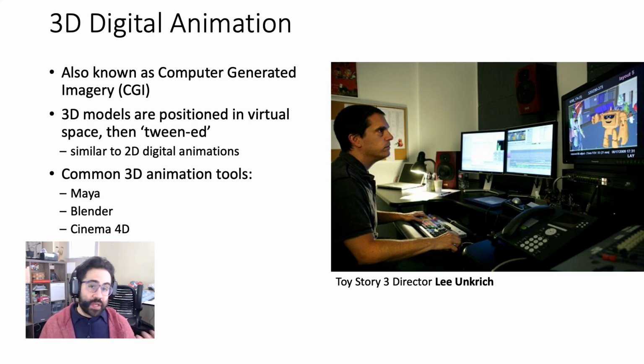If you've ever seen a Pixar film, you're familiar with 3D digital animation, and we can see in the example here, the director Lee Unkrich working on Toy Story 3. Some common tools for working with 3D animations include Maya, Blender, and Cinema 4D. Okay, so that's a quick overview of several of the major styles of animation.